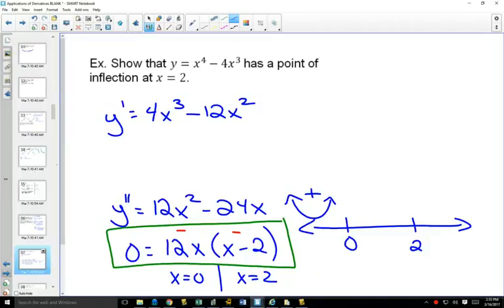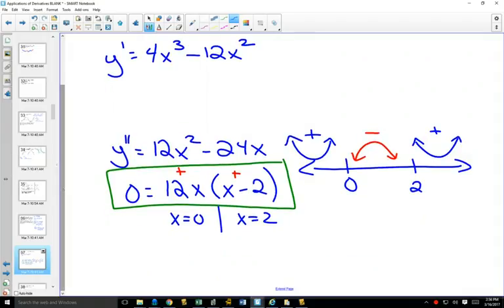If I try something between 0 and 2, like 1, this now is positive, this one's still negative. This section will be concave down. And finally, something larger than 2, both of these will be positive, making this section positive. So now that we've done this, we can write our statement to show that it has a point of inflection.